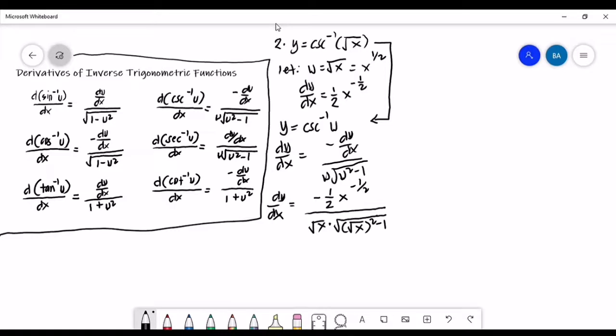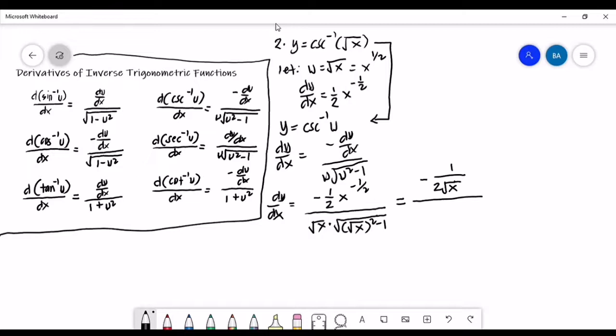Okay, next step is, let's try to simplify the numerator. So we can write this one as 1 over 2 square root of x divided by x raised to 1/2. If we put the x raised to negative 1/2 in the denominator, we can invert the sign, which will become x raised to 1/2.